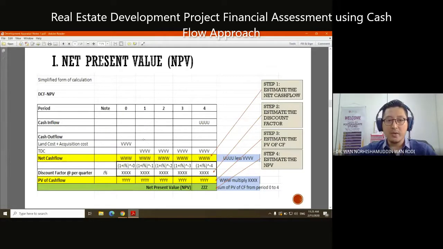Okay, and then you will have to estimate the PV of cash flow by multiplying the net cash flow and the discount factor. And you will get the PV of cash flow for each of the periods.